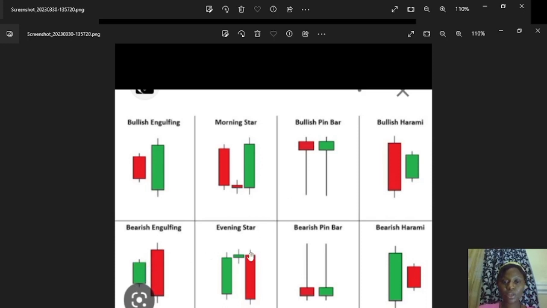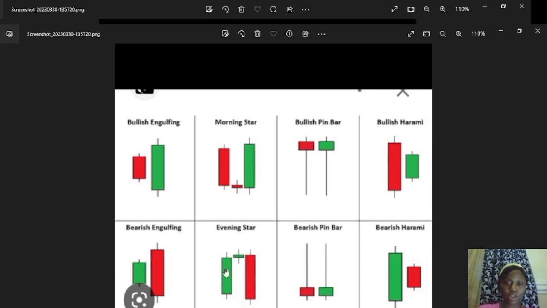So the next one here we have is the evening star. Evening star and morning star look alike, but in the evening star the third candle is red, while in the morning star the third candle is green. So in the evening star, the candle is red, closing below the first candle. Once you see this candle form at the resistance of any market, you find out that the market is about to change from being a bullish market to a bearish market.